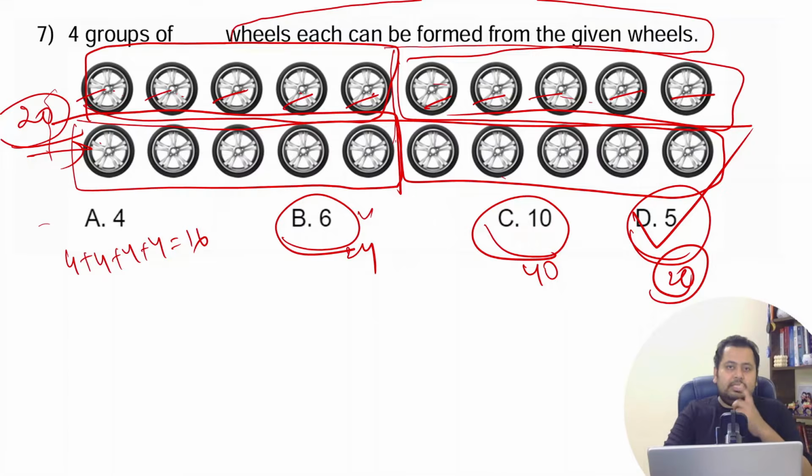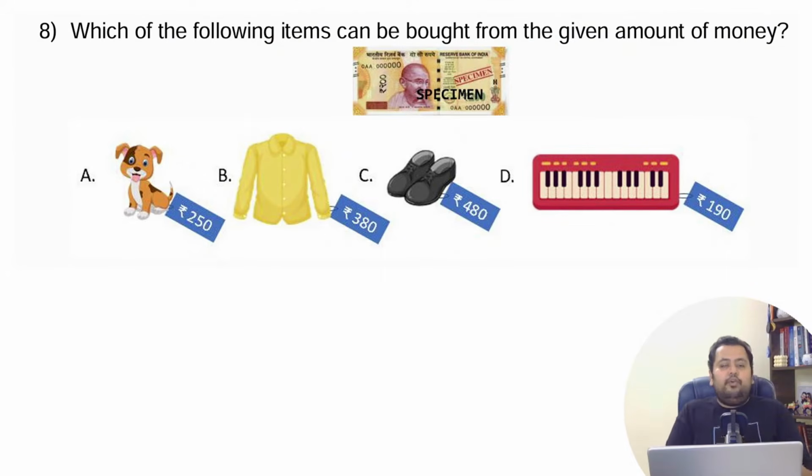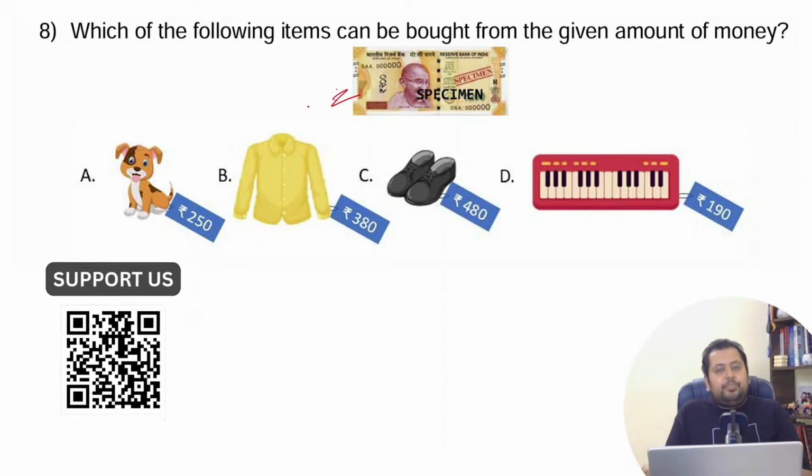And now we move to question number 8. Which of the following items can be bought from the given amount of money? So some amount of money is shown over here. What you have to find out is, using this much money, which product you can buy.